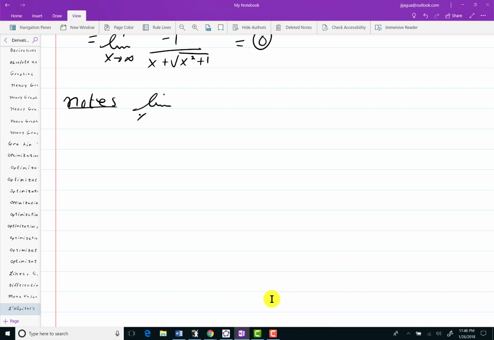The limit as x goes to infinity of x to the n over e to the x always equals 0. The reason why is because if you apply L'Hopital's rule, you can see this will be infinity over infinity. You apply L'Hopital's rule and you'll get n x to the n minus 1 all over e to the x.